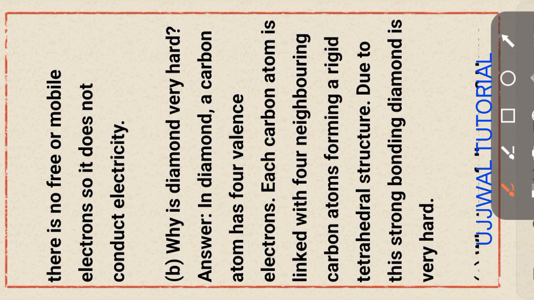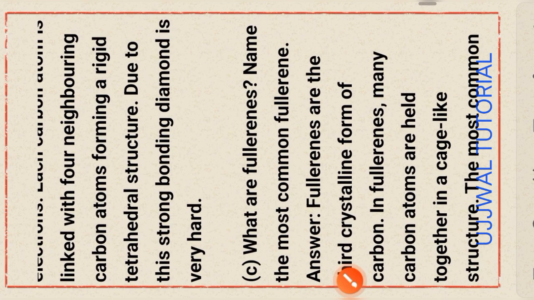Why is diamond very hard? In diamond, a carbon atom has 4 valence electrons. Each carbon atom is linked with 4 neighboring carbon atoms, forming a rigid tetrahedral structure. Due to this strong bonding, diamond is very hard. Okay, what are fullerenes? Name the most common fullerene. Fullerenes are the third crystalline form of carbon.